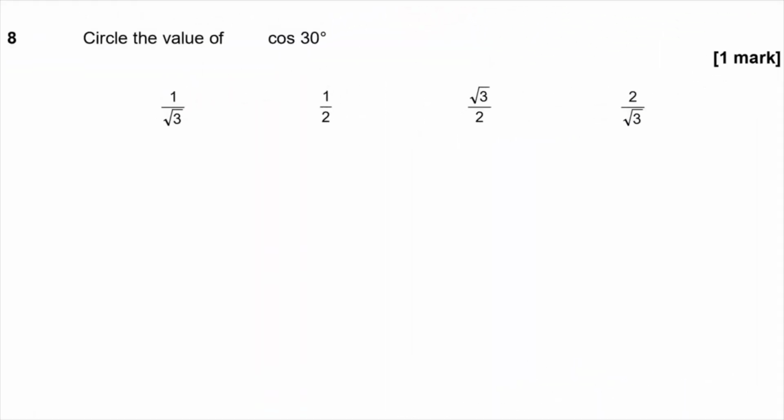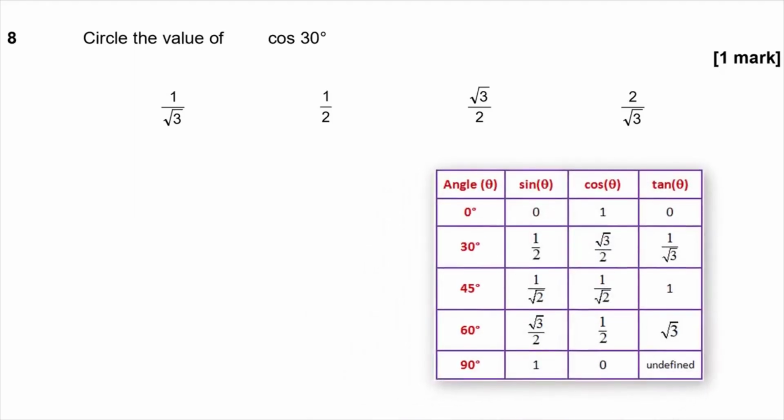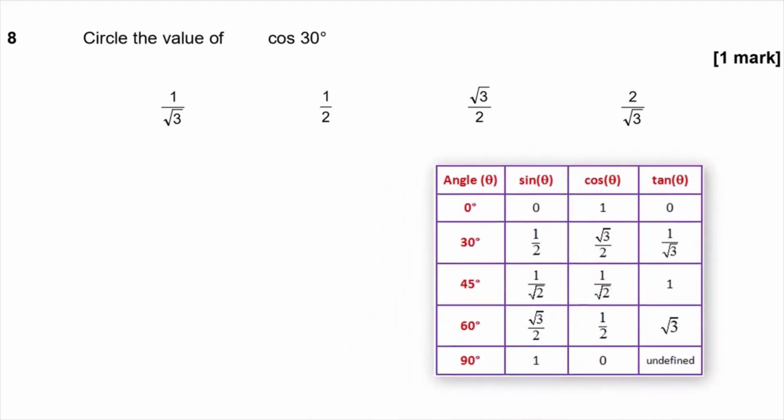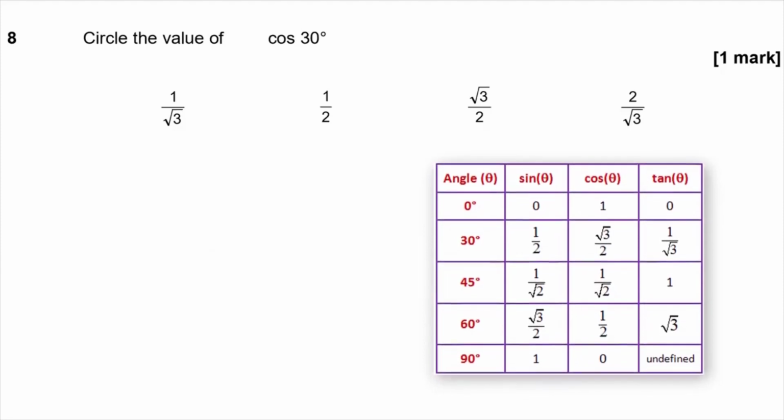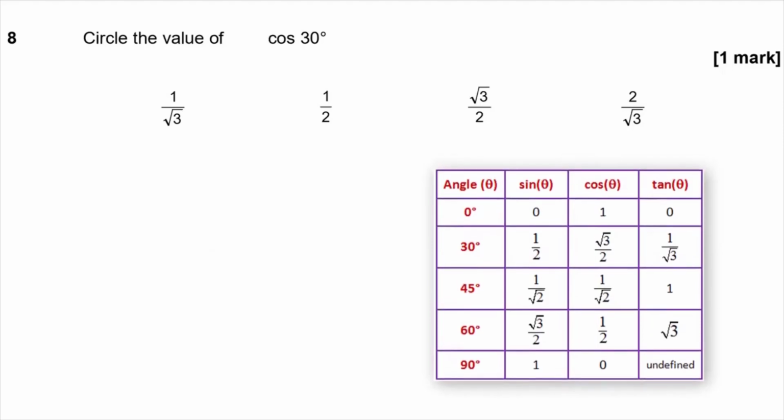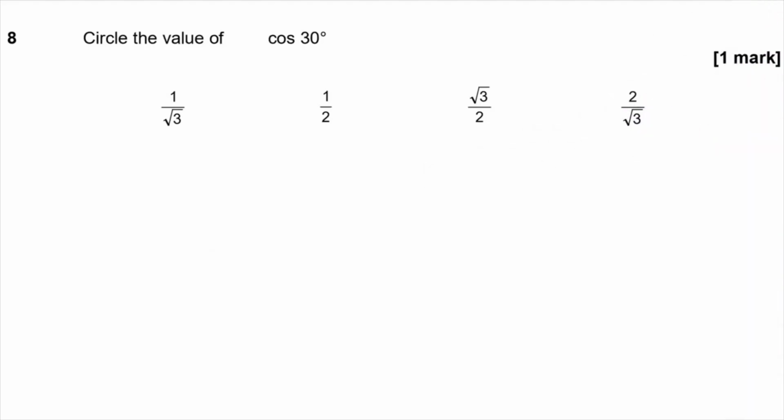Question 8 wants us to circle the exact value of cos 30. Now for your exam you're going to need to know the exact values for the sine, cosine and tangent for 0, 30, 45, 60 and 90. You've got two strategies really. You can either try and memorize the whole table or you can learn how to derive them for yourself. I think the second method is better.